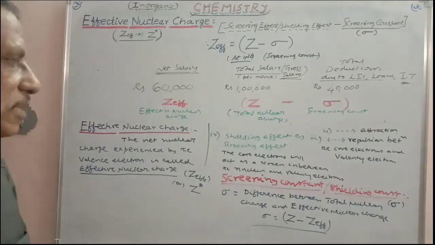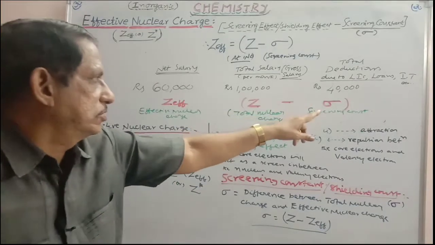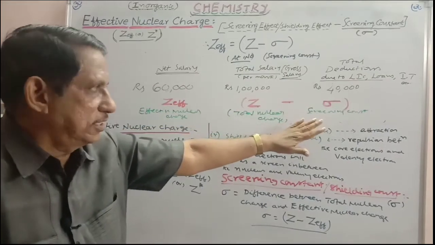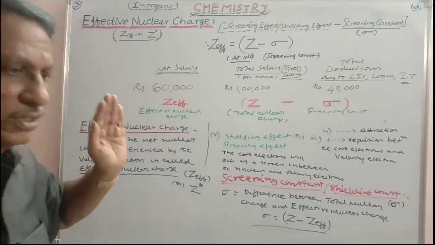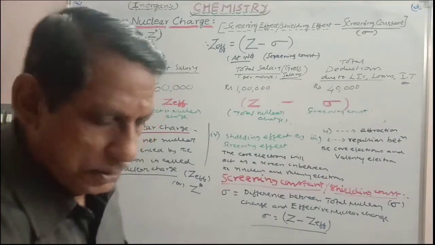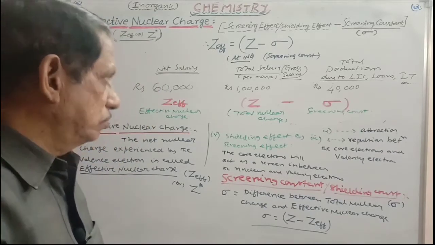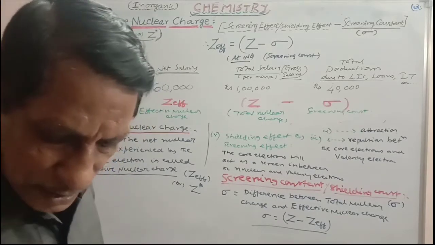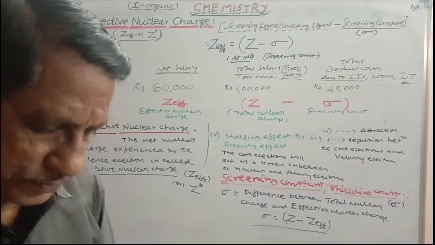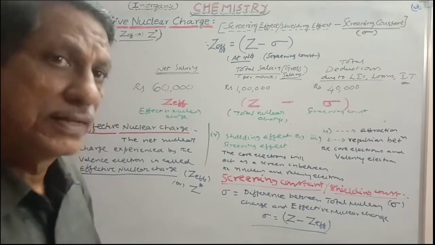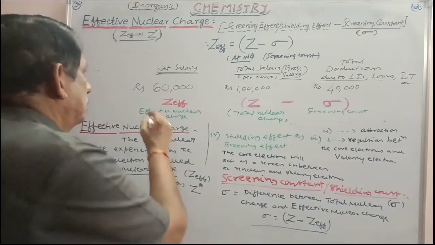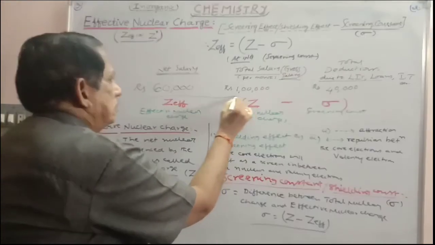So the screening constant is equal to the difference between these two, and therefore Z effective is equal to total nuclear charge minus screening constant. Some value is obtained that is only acting on the valence electron or reference electron. This is the meaning of effective nuclear charge. And we have to calculate the values of effective nuclear charges on every atom and every electron here. So you must be in a position to calculate this.